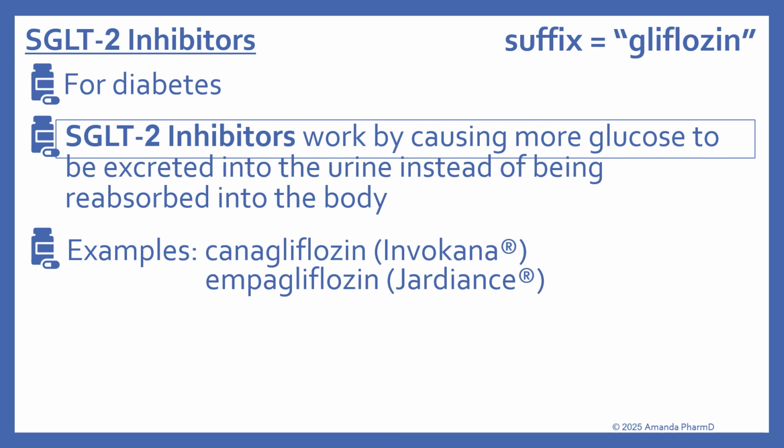Next are the SGLT2 inhibitors. These are for diabetes. The SGLT2 inhibitors work by causing more glucose to be excreted into the urine instead of being reabsorbed into the body. And some examples include canagliflozin, and the brand name of that is Invokana, and empagliflozin, and its brand name is Jardiance. And the SGLT2 inhibitors have the suffix of -gliflozin.